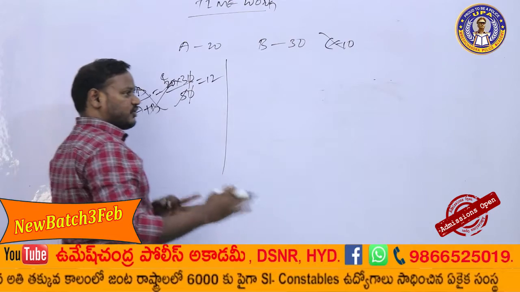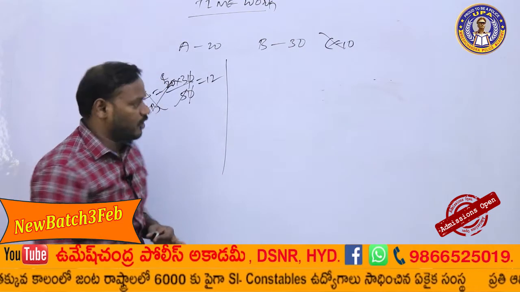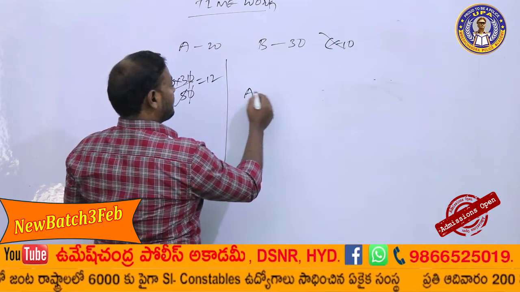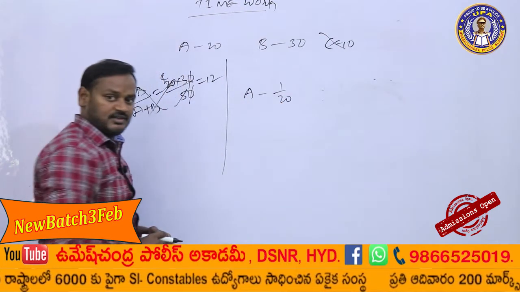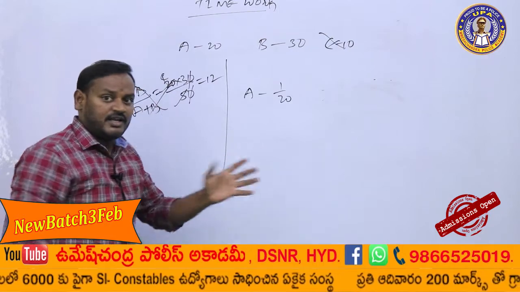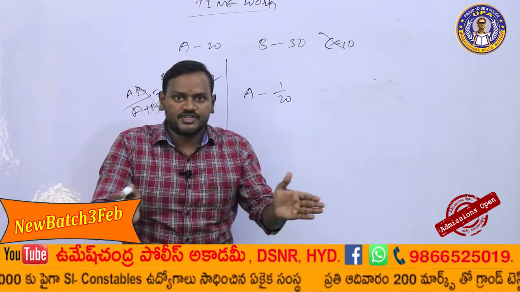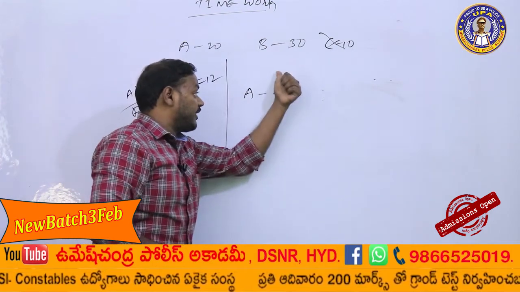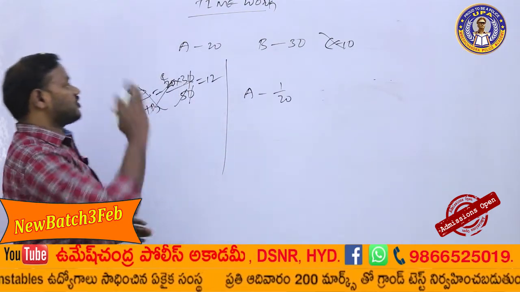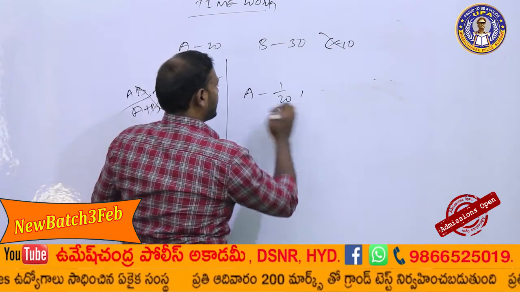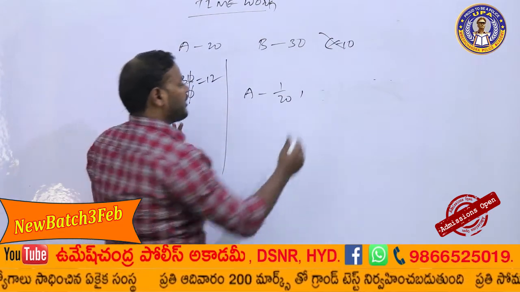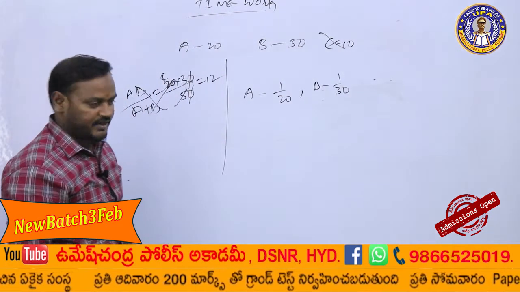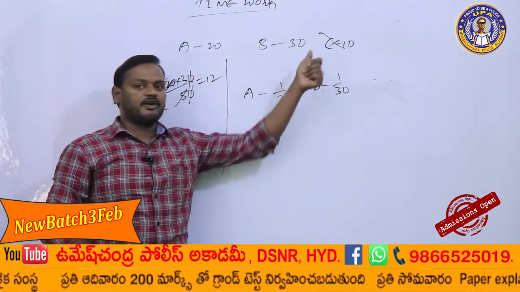A can do a work in 20 days means logically A alone can do the work in how many days? 20 days. Logically, A's one day work can be what? A's one day work can be 1 by 20th part. Because let's say 20 parts of work are there, in that one particular part is finished in 1 day. So 1 by 20th part will be finished. Let's go for B. B can do the work in 30 days, right? Logically B's one day work can be 1 by 30th part. Yes or no? Yes. A's one day work is 1 by 20, B's one day work is 1 by 30.